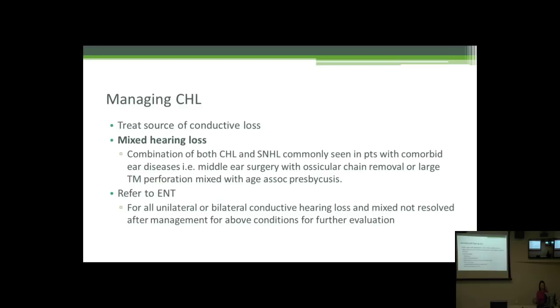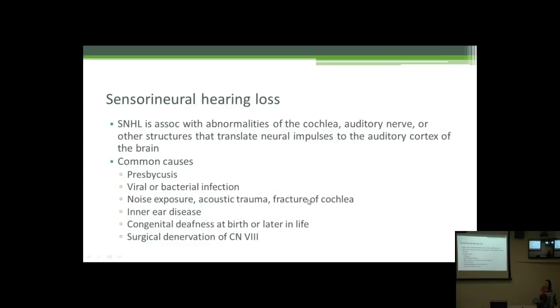All right. Sensory neural hearing loss, again, is true nerve loss of the inner ear and the cochlea, or there's a disorder or damage to the auditory nerve itself, and the signals are not traveling through to the brain. So common causes include age-related hearing loss, which is called presbycusis.